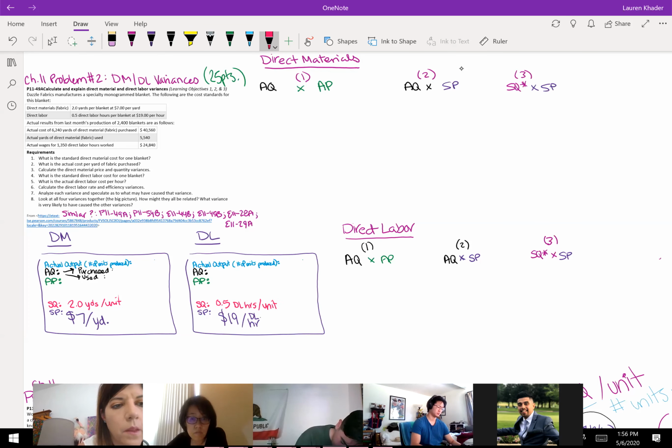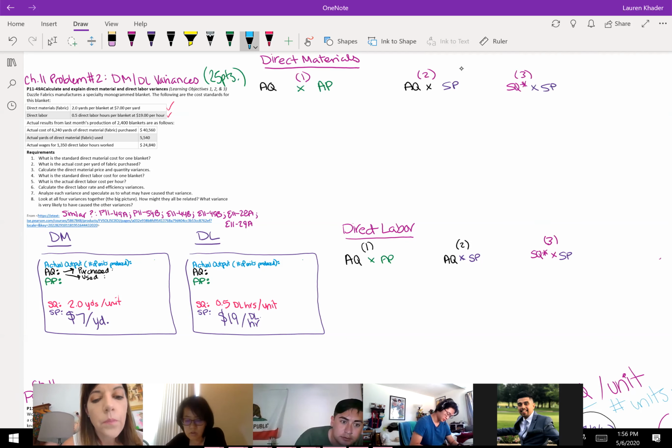So these two things we've taken care of. Actual results from last month's production of 2,400 blankets are as follows. What's the 2,400 blankets? The output, actual output. So the number of units produced. So 2,400 units.